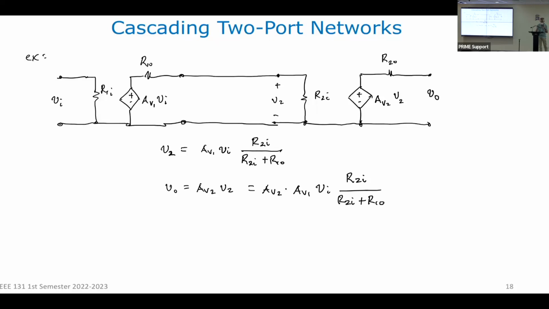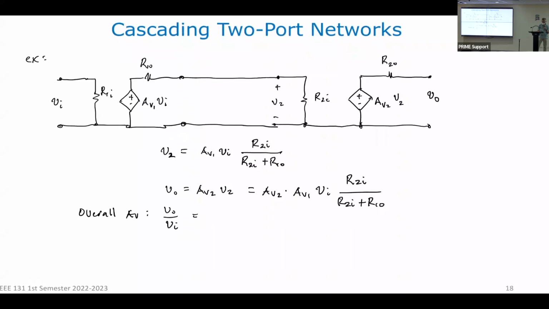What is going to be my overall AV? This is going to be equal to V sub O over V sub I. Whatever the voltage here is, this is the overall AV, no? The voltage here divided by the voltage here. So what is this going to be? This is going to be AV1, AV2, R2I over R2I plus R1O.